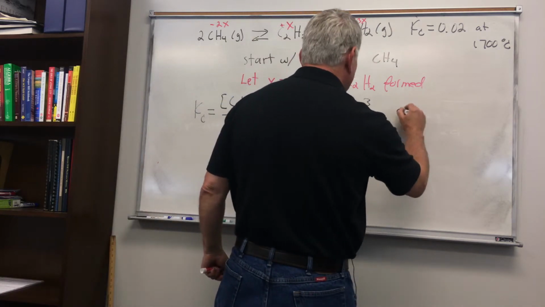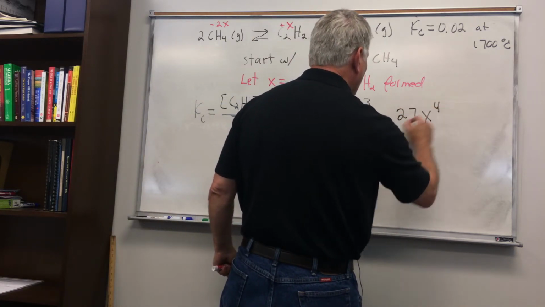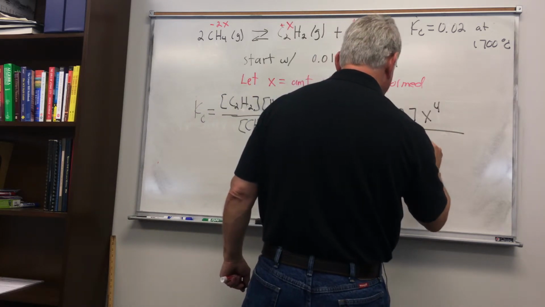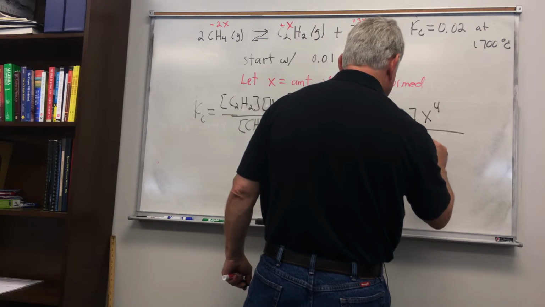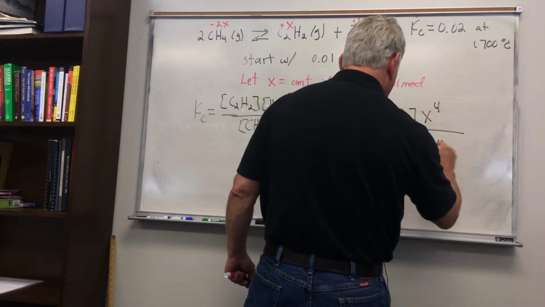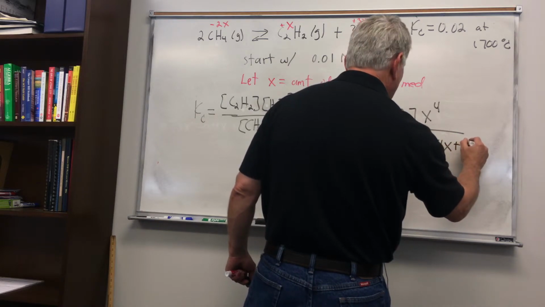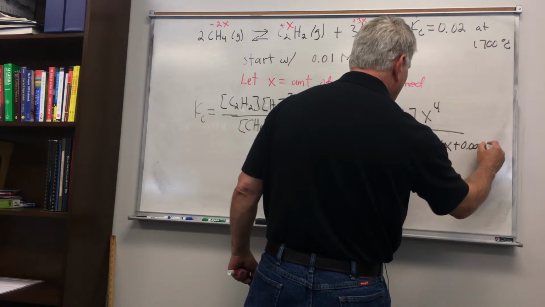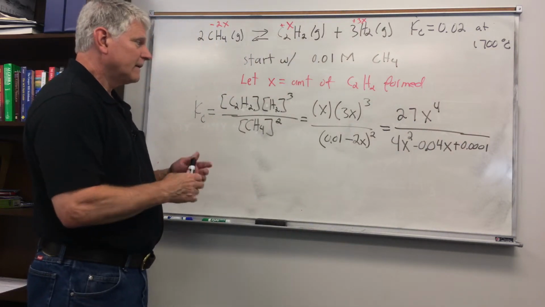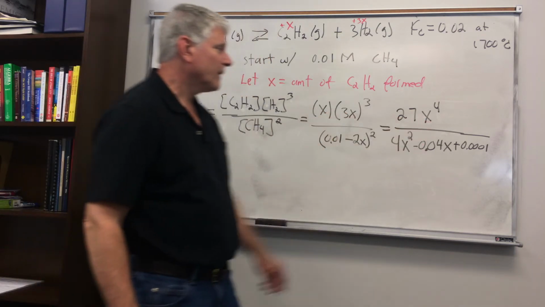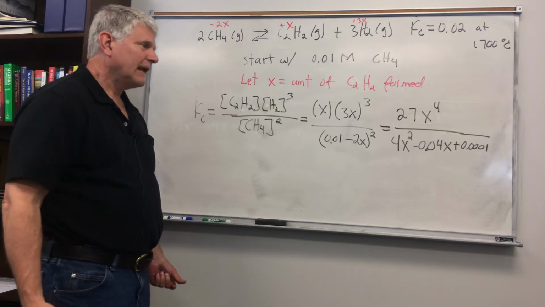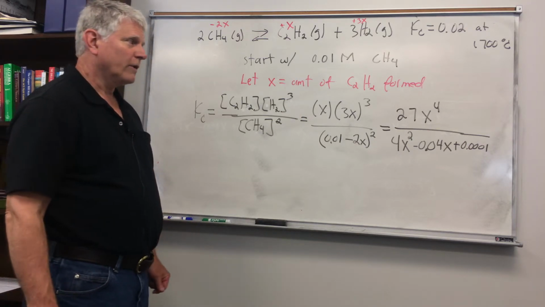I'm going to have 27x to the fourth divided by the denominator. Okay, so now you'll notice that I have an x to the fourth. I have a quartic polynomial. So I can't solve this by hand by using the quadratic formula.